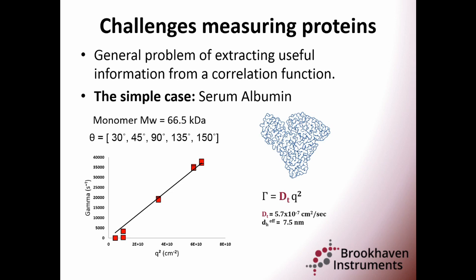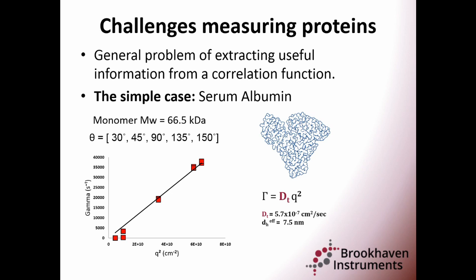And so it should make intuitive sense that although this rate depends linearly on q squared, the diffusion coefficient and the size should be invariant. I don't expect to put a sample in, measure it using backscatter, and get a completely different size than if I measure at 90 degrees. That wouldn't make intuitive sense to me as an experimentalist, and I suspect wouldn't make sense to any of you either. So you can see we're looking at basically this linear dependence.